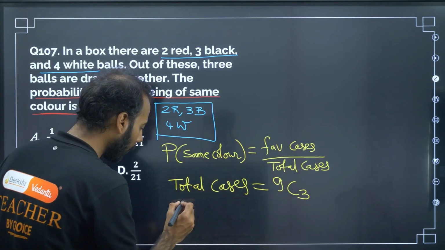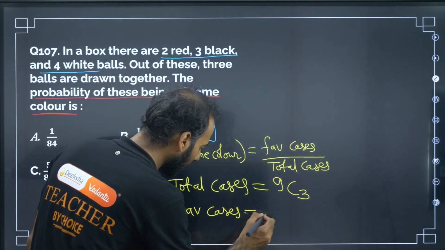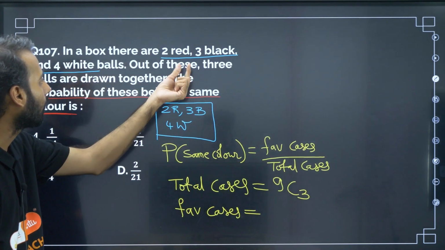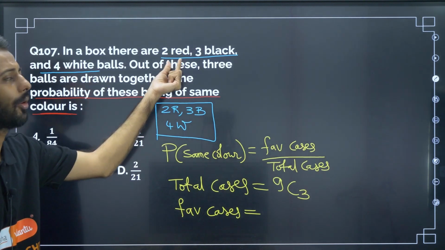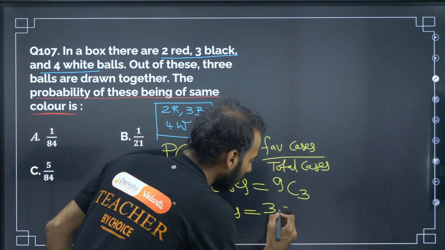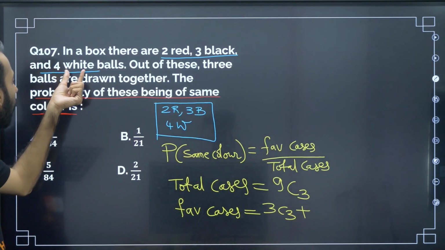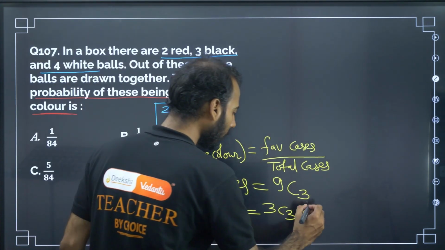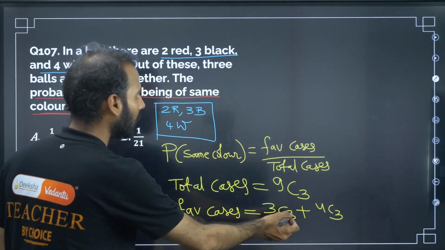Next, what about favorable cases? The balls drawn are of same color. So 3 balls are drawn, they should be of same color. Only 2 red balls are there, so we cannot consider them. 3 black balls are there, so 3 of same color. There is one more possibility also: 4 white balls are there, and out of that, 3 balls are of same color. So favorable cases is this.